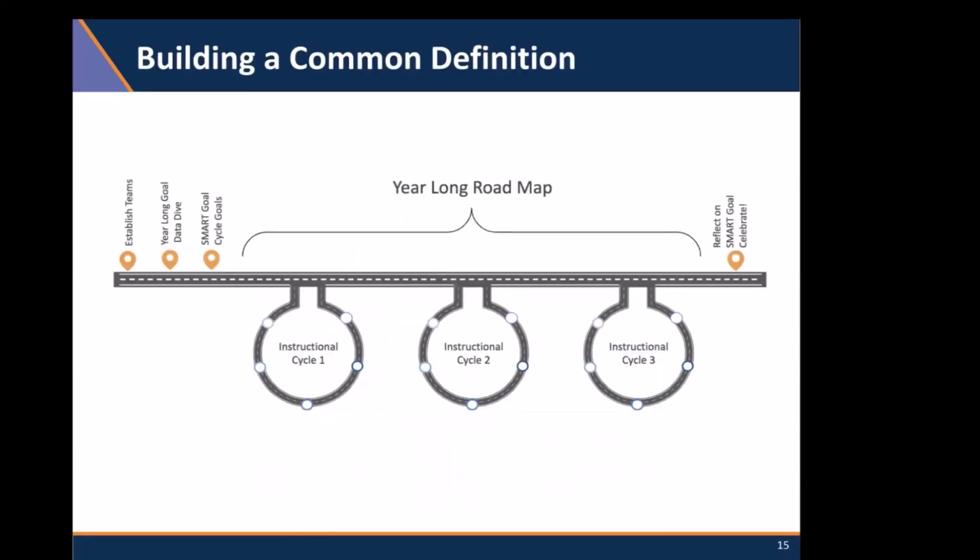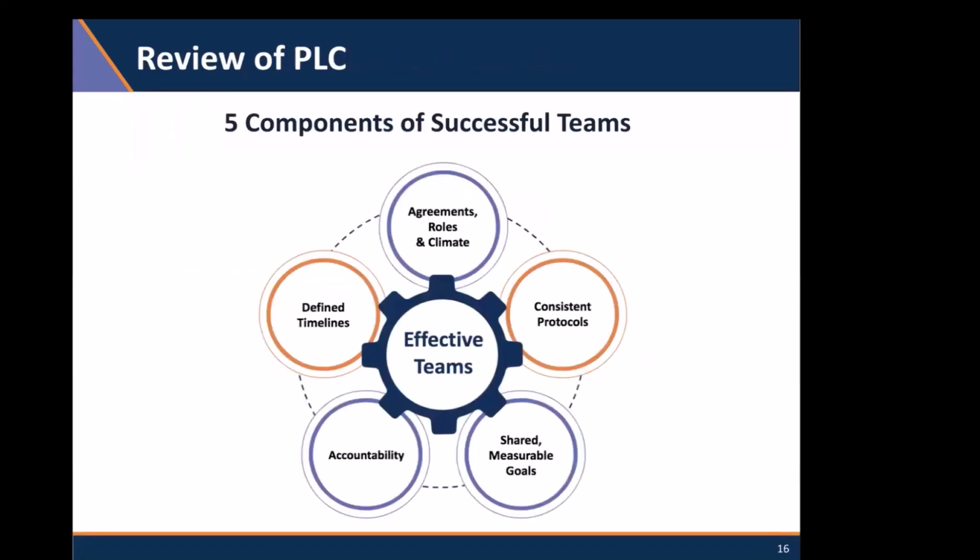We also talked a little bit about the year-long roadmap. And as we looked at the year-long roadmap, we looked at establishing teams. We looked at the year-long goal, and we did data dives and created those SMART goals. We also then, as we were doing this, talked about what it meant to have effective teams. So we went through the 5 components of successful teams.